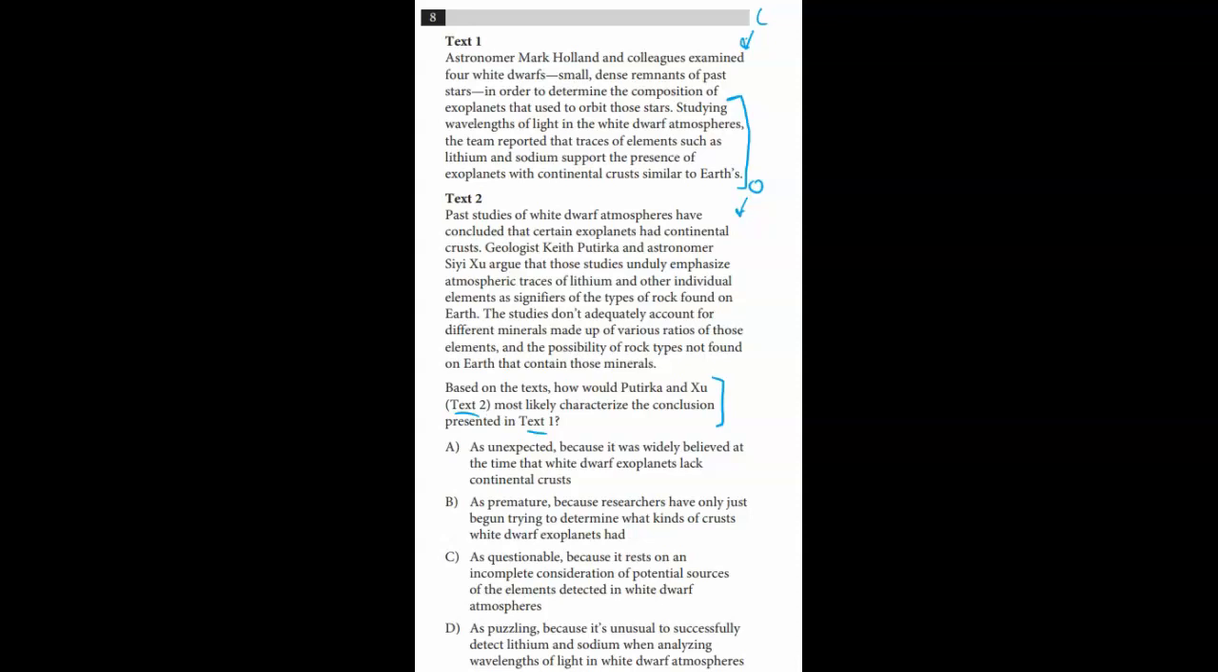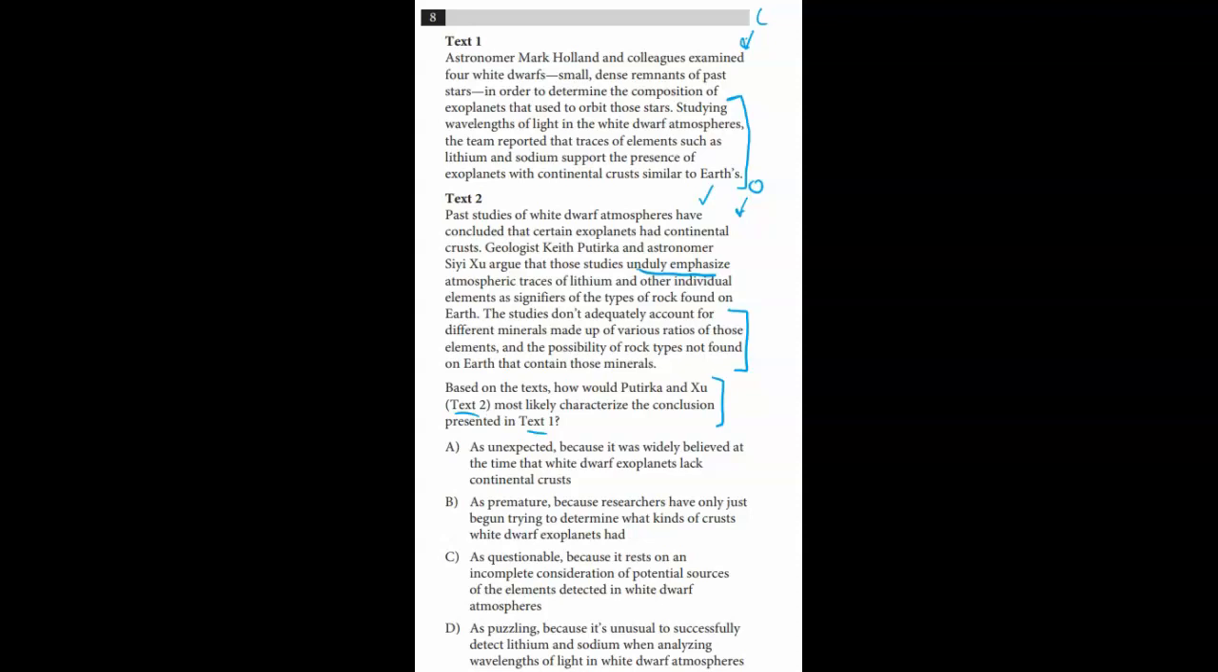Past studies of white dwarf atmospheres have concluded that certain exoplanets have a continental crust. Okay, it looks like it's supporting it. Geologist KP and astronomer SX argue that those studies, never mind, they're not going to support it. Those studies unduly emphasize the atmospheric traces of lithium and other individual elements as signifiers of the type of rock found on Earth. The studies don't adequately account for different minerals made up of various ratios of those elements and the possibility of rock types not found on Earth that contain those minerals. All right.